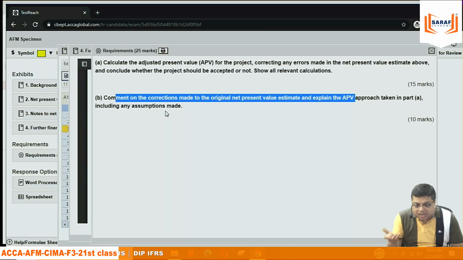Whatever the factors which are more sensitive, we can change their values and then see what will be the effect on APV. And then we can decide whether the project should be done or not. वो last part में थोड़ा सा लिखना है, including any assumptions made, that need to be written.